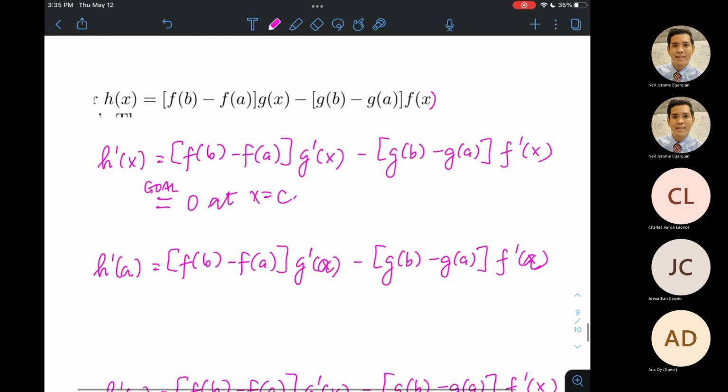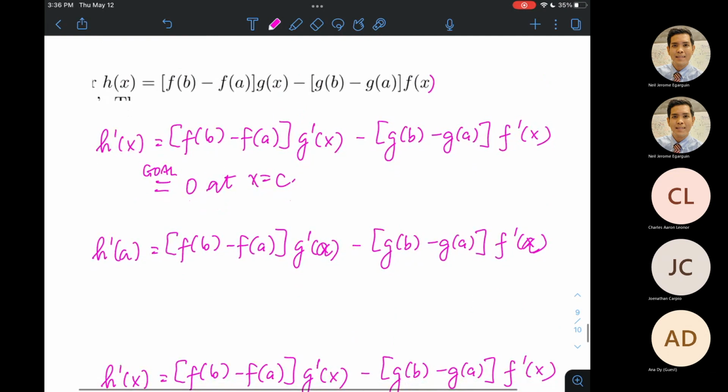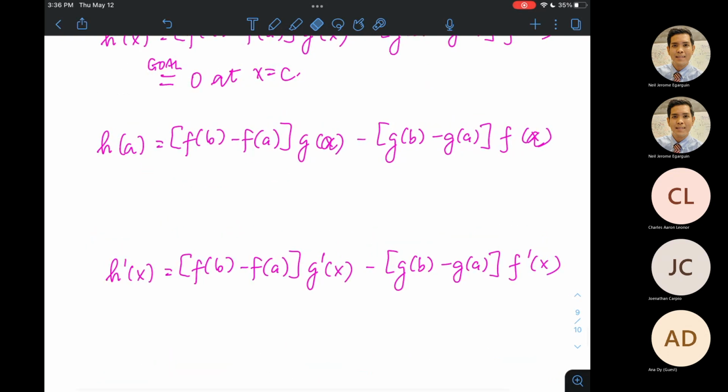Tama ba? G prime, G prime. Bakit kay G prime? Sorry. Ang kailangan nga pala mag-equal ay yung function values lang, no? So, hindi to prime. So, kailangan nating i-check ay kung si h of a ba ay equal kay h of b.